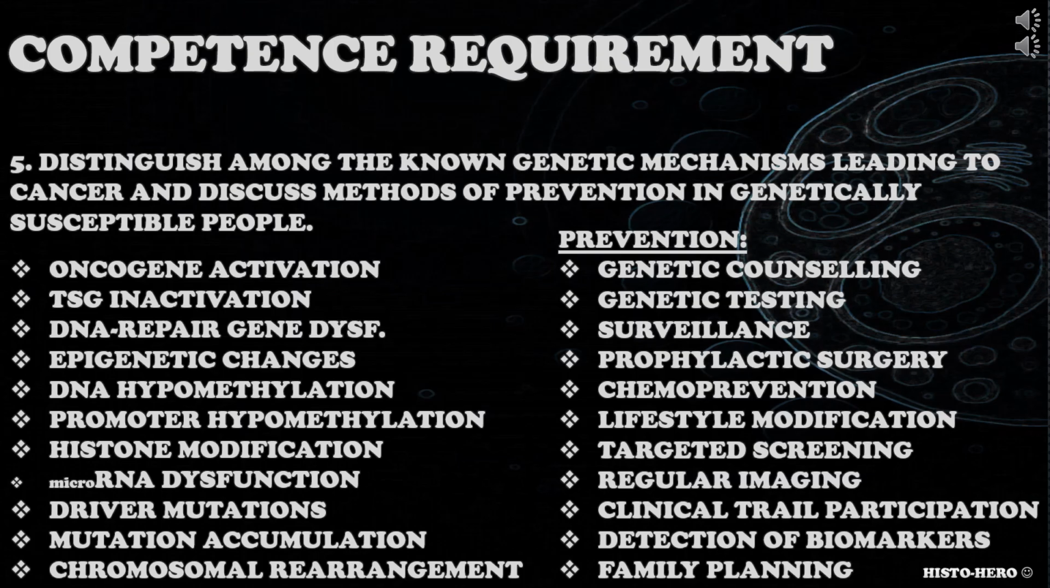candidate could consider oncogene activation, TSG inactivation, DNA repair gene dysfunction, epigenetic changes, DNA hypomethylation, promoter hypomethylation, histone modification, microRNA dysfunction, driver mutations that provide growth advantage to cancer cells, mutation accumulation over time or chromosomal rearrangements. Prevention methods like genetic counseling and testing, surveillance, prophylactic surgery, chemoprevention, lifestyle modification, targeted screening, regular imaging, clinical trial participation, detection of biomarkers or family planning and reproductive options.